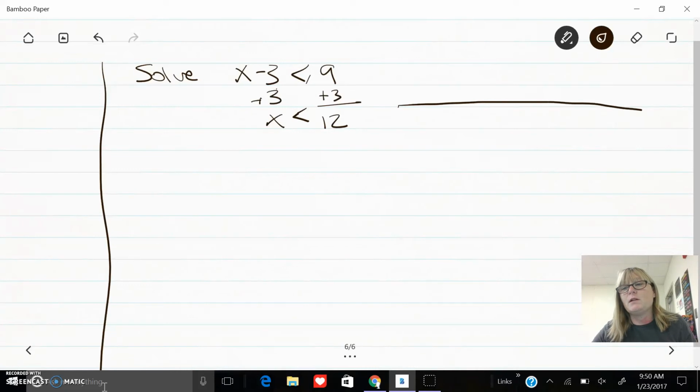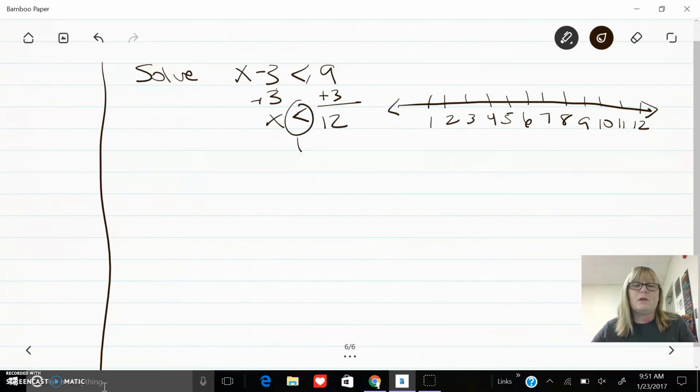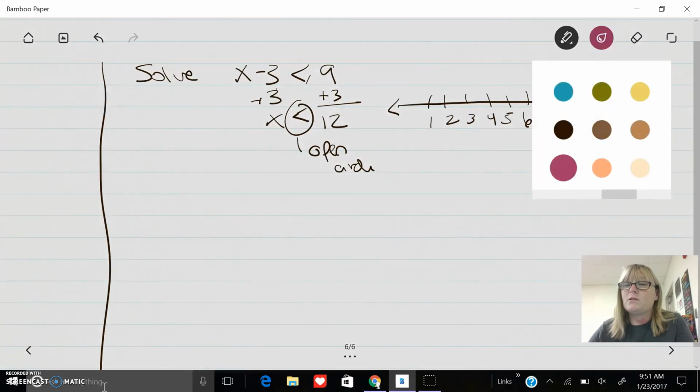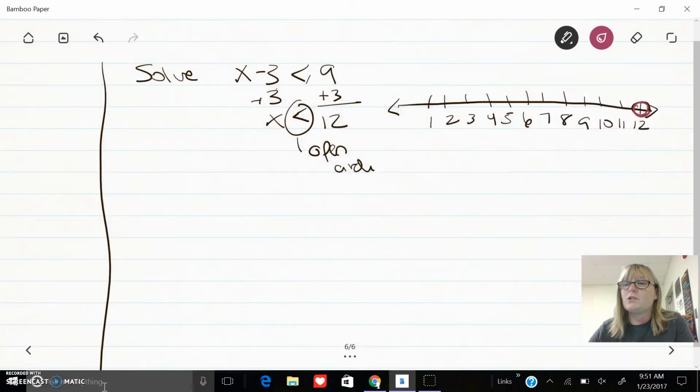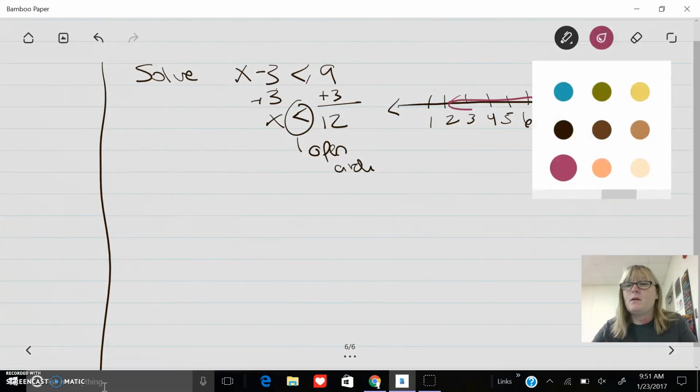So if I draw my number line, and I'm going to go 1, 2, 3, 4, 5, 6, 7, 8, 9, 10, 11, 12. All right, so I have this, which means open circle. Okay, so I'm going to circle 12. Let's change colors so you can see it. So I'm going to circle 12, and then it's less than, so I'm going to go that way. All right, next one.